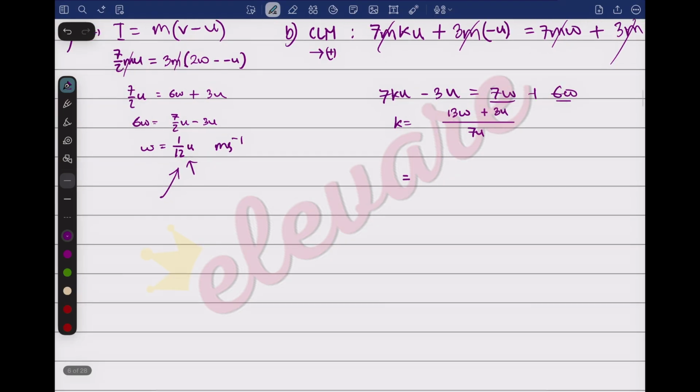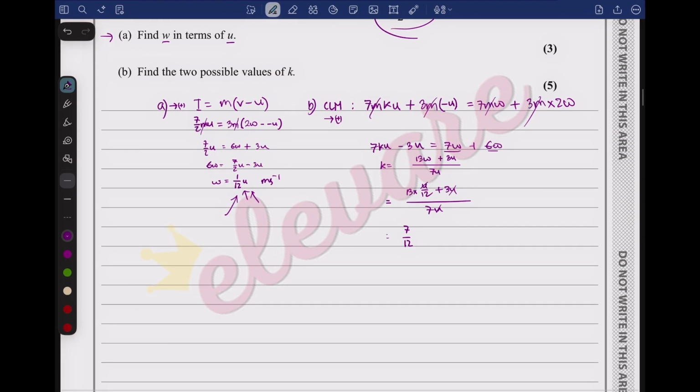So I hope that's understandable why you need to substitute this into this equation here. So 13 times u by 12 plus 3u divided by 7u. Now would you look at that, you have the variable u in every single term in the numerator and the denominator, so you can just cancel that out. So you're left with an overall numerical value of k, which is what we're looking for in the first place. 13 by 12 plus 3 divided by 7, and that is 7 divided by 12. That is your first possible value of k.